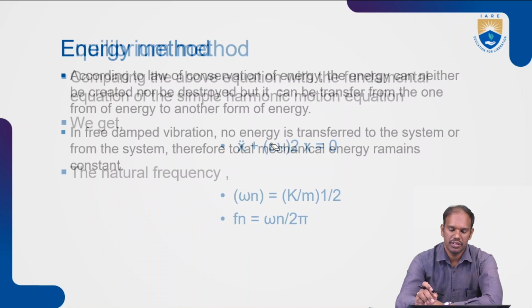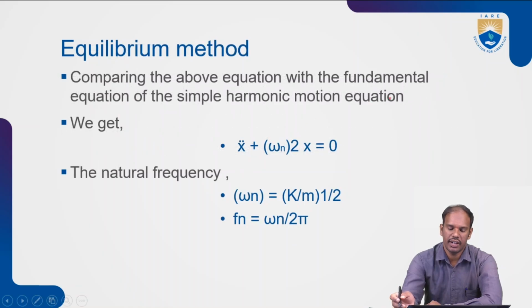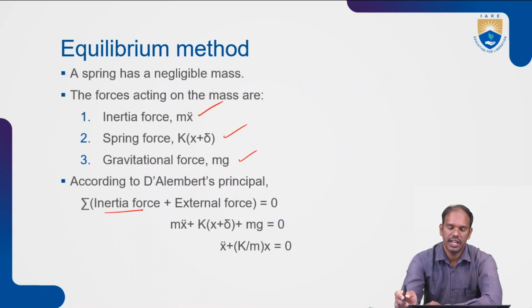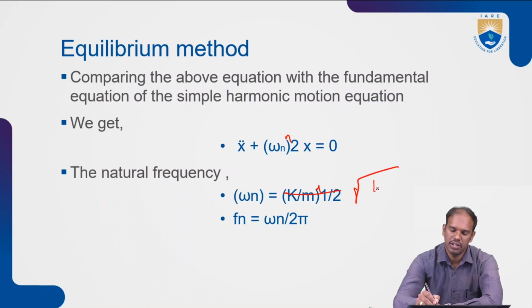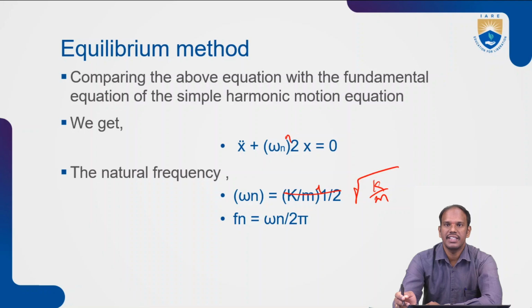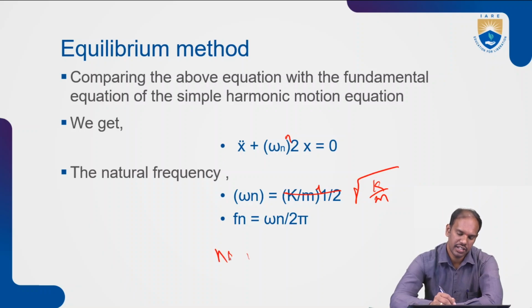plus omega n square into x equals zero. Omega n, we already said, is the square root of k by m, right? So omega n equals the square root of k by m.